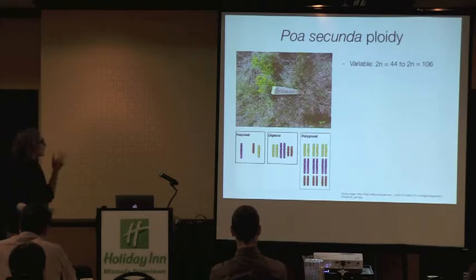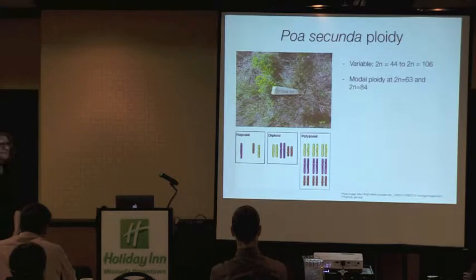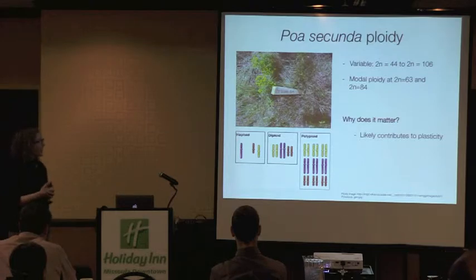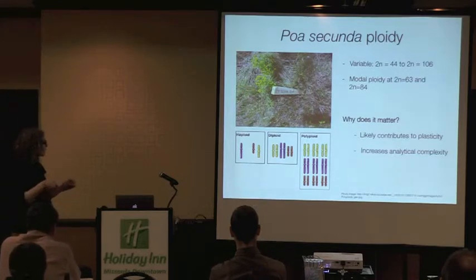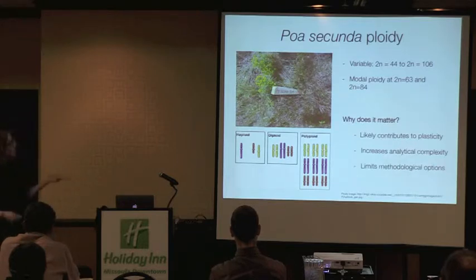We have a 2N chromosome number that varies between 44 and 106, which is a pretty big range, though we do have modal ploidy at 63 and 84. So why does that matter? This variability in ploidy likely contributes to the plasticity. We talked about plasticity a little bit when we were talking about the variation in sites that POA can exist at and succeed in. But it also increases the analytical complexity. When you have more genetic information, doing something with that genetic information and understanding what's going on becomes more complicated. It also limits our methodological options.